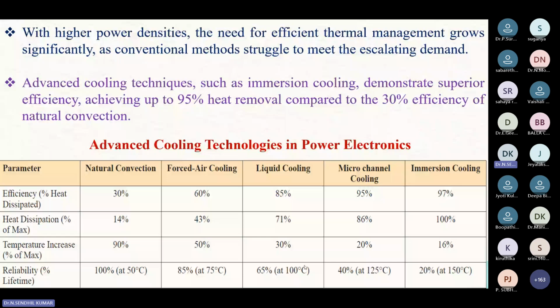Heat transfer coefficient is also very less. That's why efficiency is also very less, 30%. And the temperature increase: what is the rise in temperature? In immersion cooling, you can see almost only a 16% increase, whereas in natural convection it is 90%. That's why this efficiency is also very less.